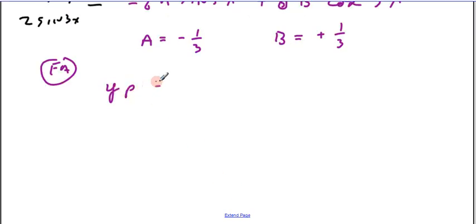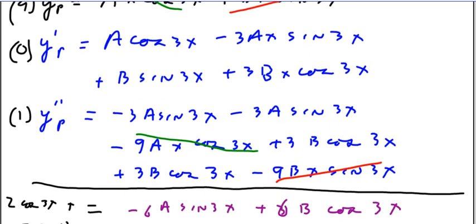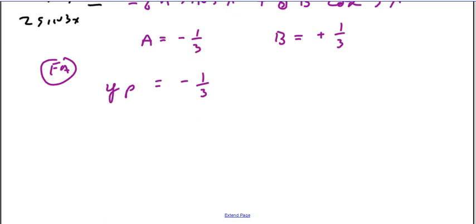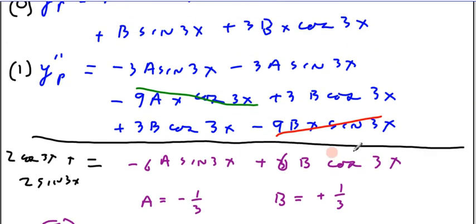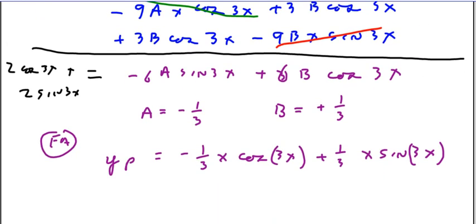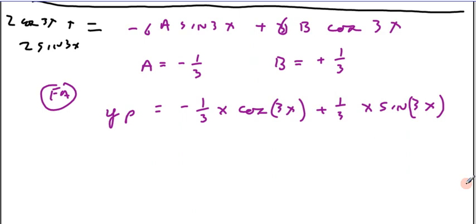y sub p is equal to minus 1/3 x cosine 3x plus 1/3 x sine 3x. And it'd be nice if I had brackets up here and no 3x's, but I'm going to leave them out, just the way it is. Okay, now do we think that's right? What do you think?